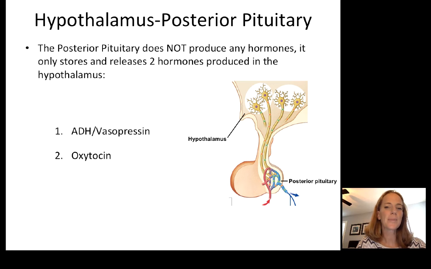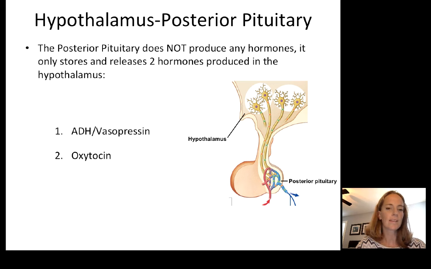So the posterior pituitary does not produce any hormones. I'll say it one more time because students always get the anterior and posterior mixed up. Posterior pituitary does not produce any hormones. It only stores and releases two hormones that are produced in the hypothalamus, and these two hormones are very interesting.